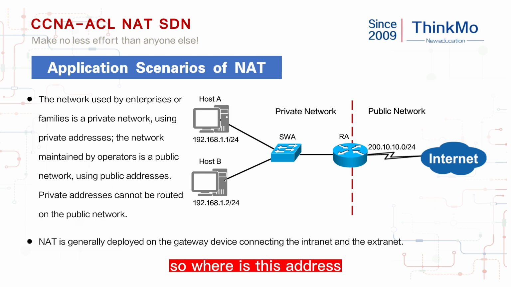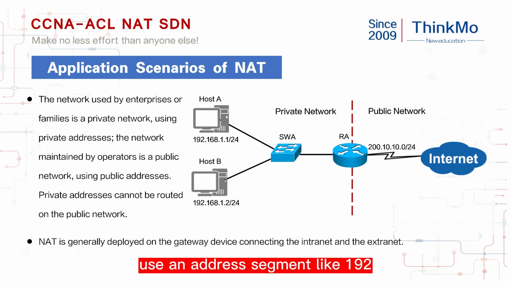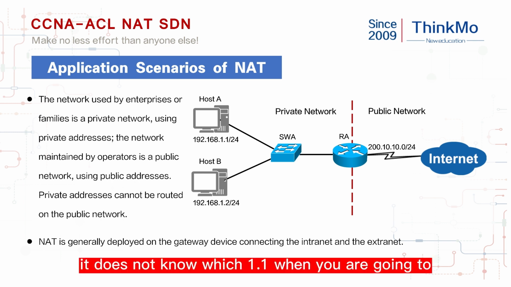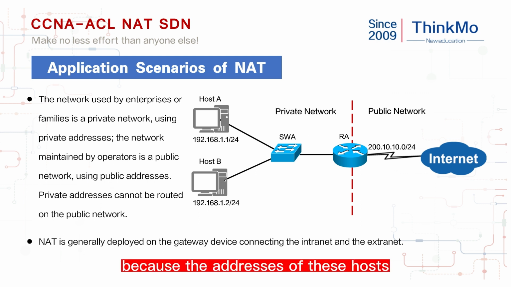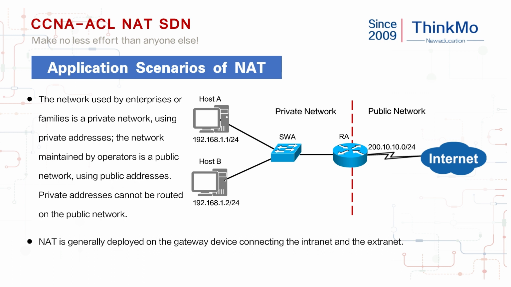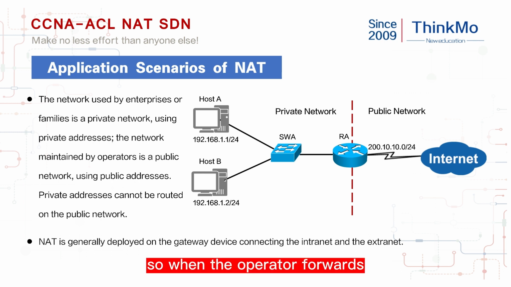So where is this address? For the whole world, many people use an address segment like 192.168.1.1. There are so many private addresses that it does not know which 1.1 you are going to, so it will not help you with data forwarding. That is, because the addresses of hosts in our internal private networks overlap too much, the operator's forwarding would be confused. So it can't help you forward it.